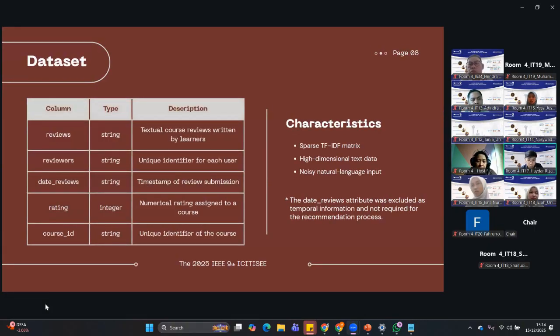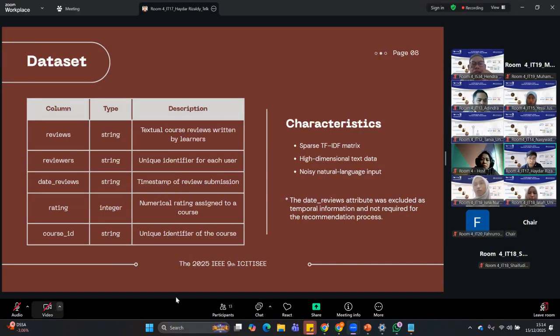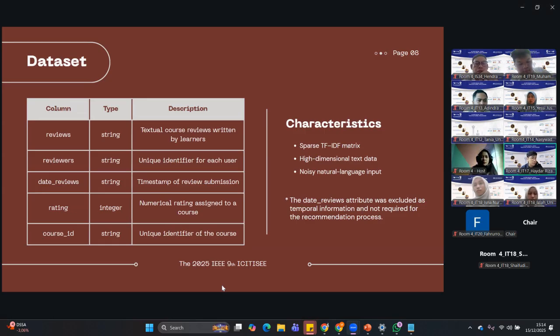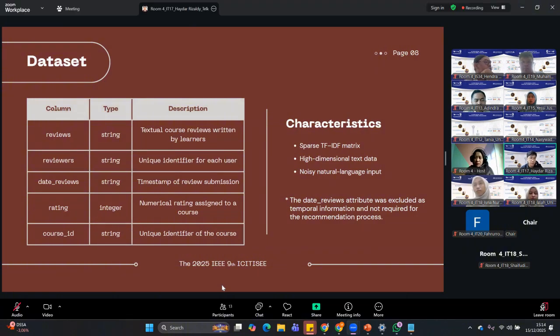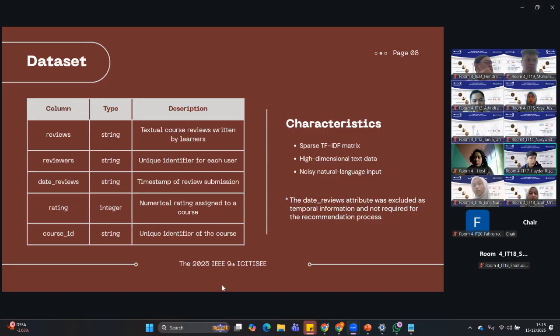Here is the dataset we used. We used a 5% sample of the Coursera review dataset provided from Kaggle. Each record contains a user ID, course ID, textual review, and rating. The text is processed into a sparse TF-IDF matrix, which is later reduced with SVD. There are three characteristics: sparse TF-IDF matrix, high-dimensional text data, and also noisy natural language input. The date reviews attribute was excluded as temporal information is not required for the recommendation process.